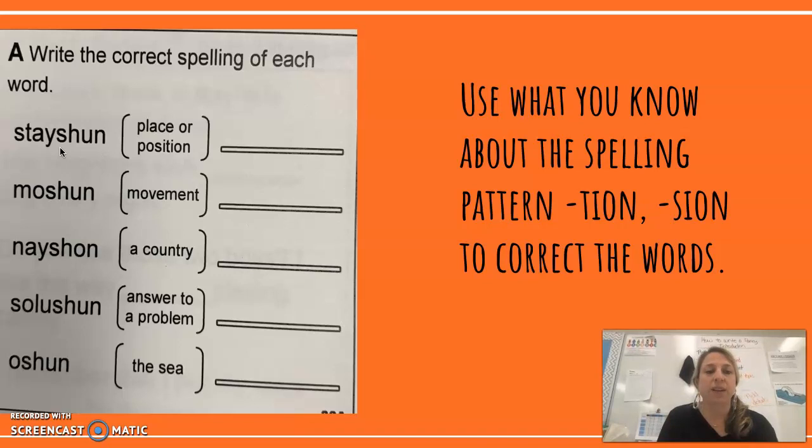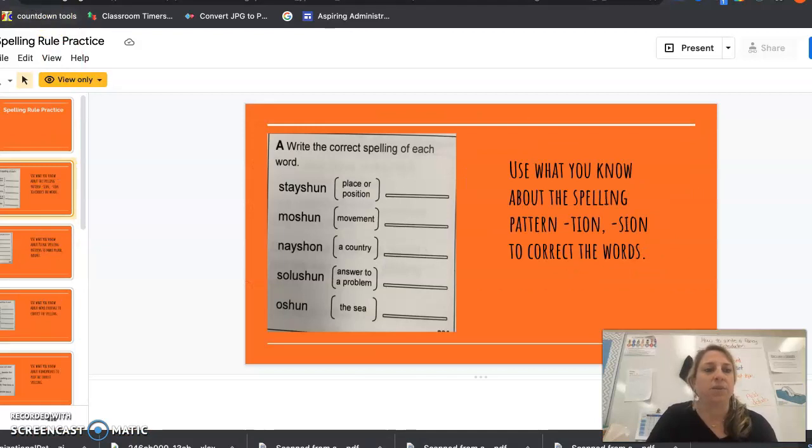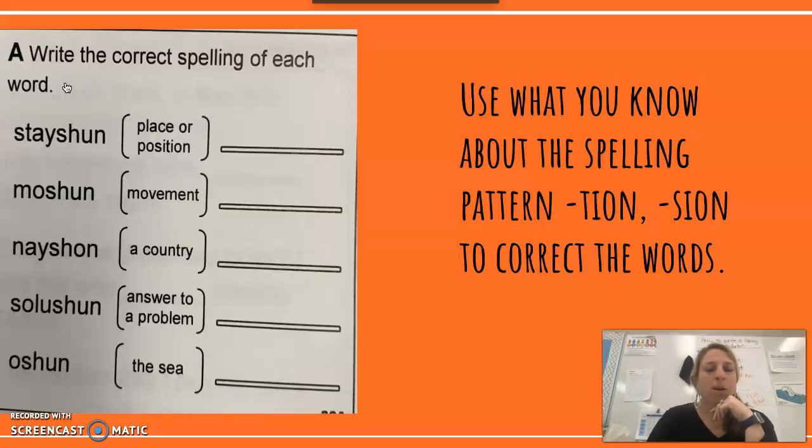So I want you to pause this video and see if you can spell these correctly, and then I'm going to spell them and see if you got them correct. So take a minute to pause and see if you can get those. Okay. So you should have had your words written down. So we're going to say station would be spelled S-T-A-T-I-O-N, because the Tion makes a shun sound.